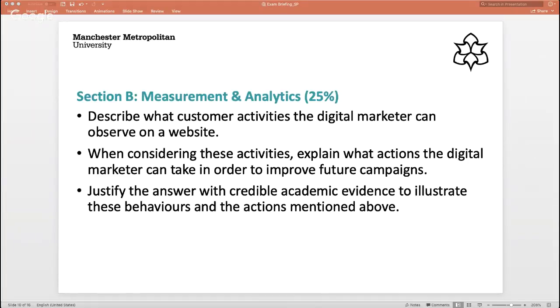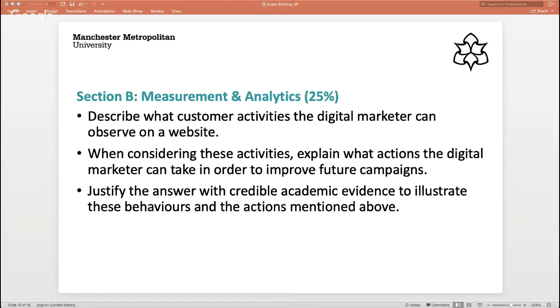At what point do people drop off a page? How long do people stay on a page? What data do we collect from them? Do we ask them for their email address? What API and IP address information do we take? What cookies do we use to actually work out if someone has been on our website, then back on Google, and therefore we see display ads and those sorts of things? So we're going to be looking at what we can actually measure and observe on a website from customers.